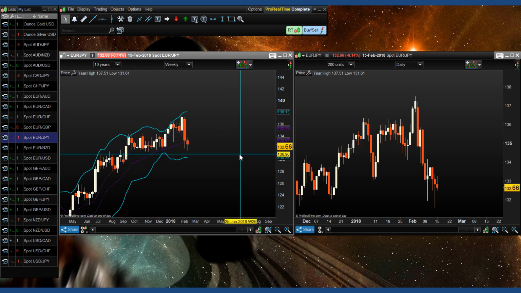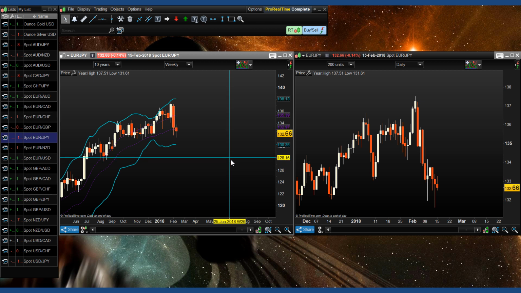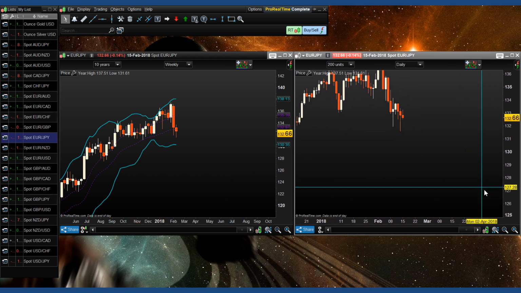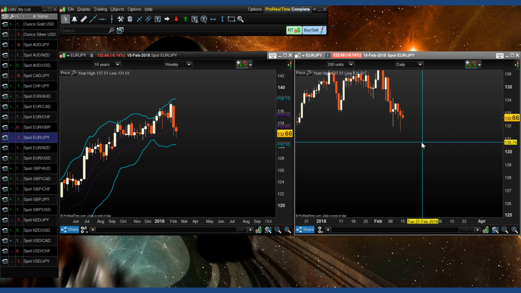127 is the put side. You're having a look here. 127 is all the way down here on the weekly chart. On the daily chart, 127. So a fair distance away.